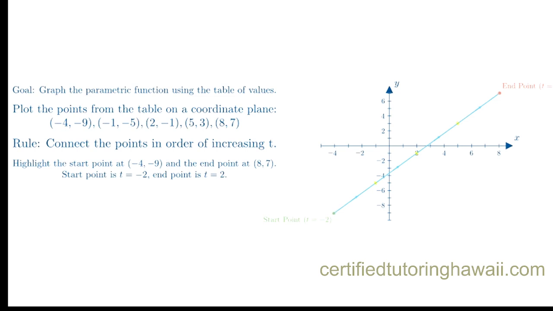So, to recap, you plot the points from your table, but then you connect them specifically in the order of increasing t, and use arrows to show that orientation. This creates the graph of your parametric function. Let's work through another example.